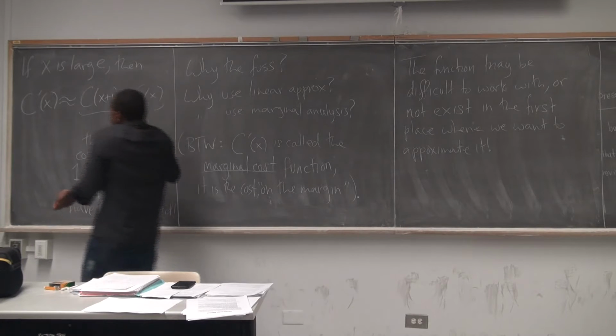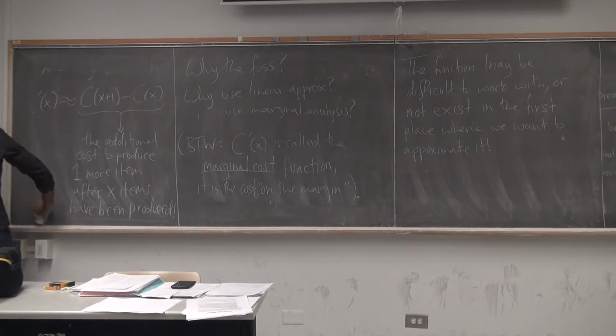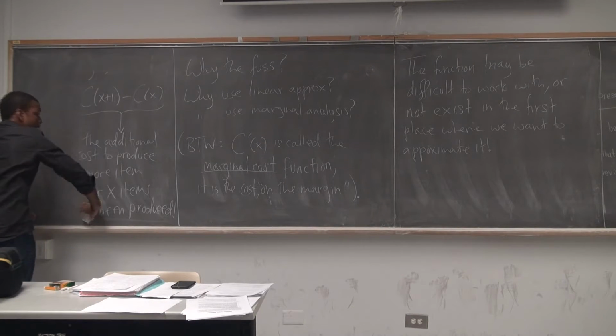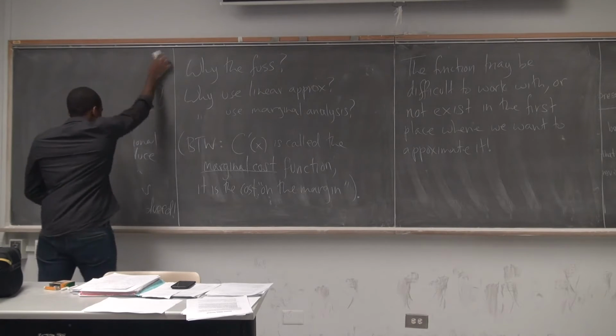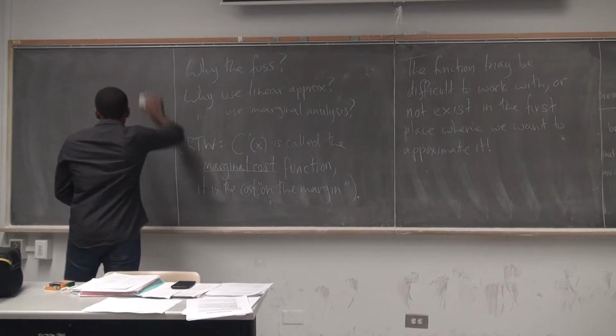And you might say, why do we need it? Why don't we just use the function that we're given? Well, one, it might be complicated. Two, it might not even be there. What is the case where it might not even be there?